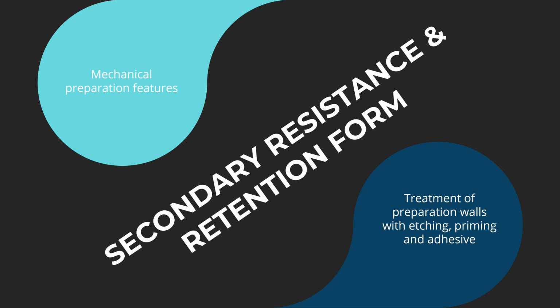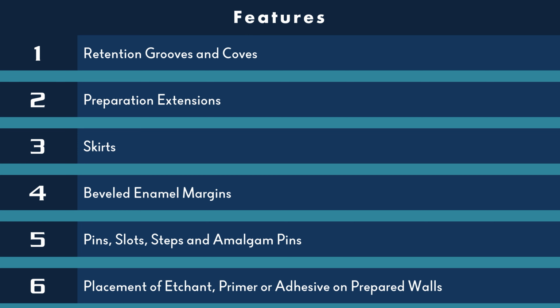Basically we can provide this by enhancing the mechanical preparation features, and also we can use some chemical applications like etching, priming and adhesion to enhance. So these three groups of techniques can be used for enhancing the secondary resistance and retention. They are the retention grooves and cores, the preparation extensions, then the skirt preparations for cast metal restorations, beveled enamel margins, then pins, slots, steps and amalgam pins, and finally the placement of etchant, primer and adhesive on the prepared walls of the tooth preparation.